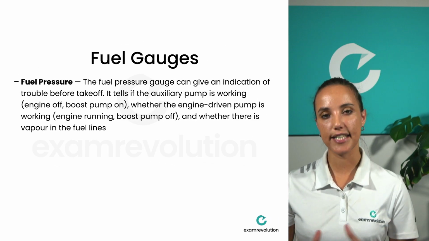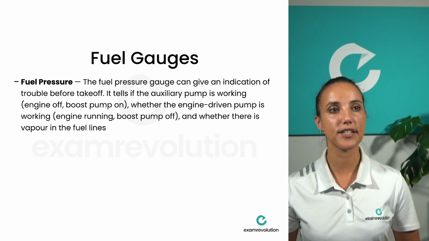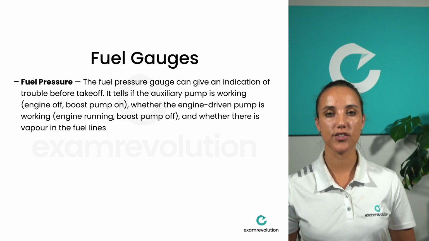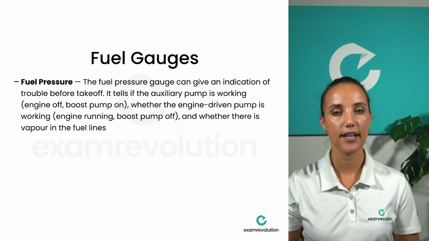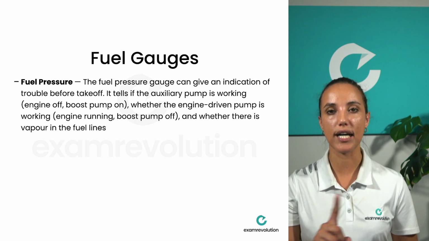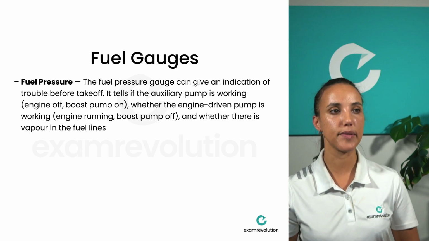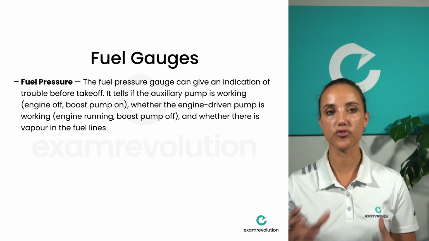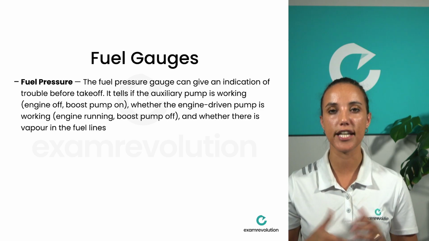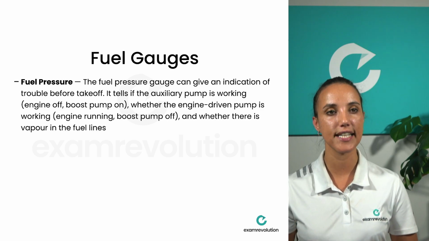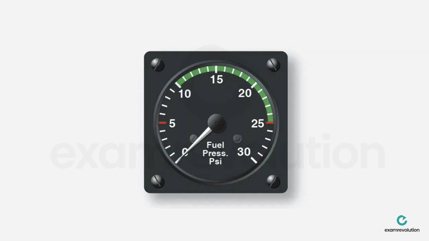Then your fuel pressure gauge can give you an indication of trouble before takeoff. It tells if the auxiliary pump is working, so that means that if the engine is off and you put your auxiliary pump on, the fuel pressure should rise on your gauge. It can also tell you whether the engine-driven pump is working, so that means your engine is running, but your electric or boost pump is off and the engine is still running. That means your engine-driven pump is operating fine. And it can tell you whether there is vapor in the fuel lines.